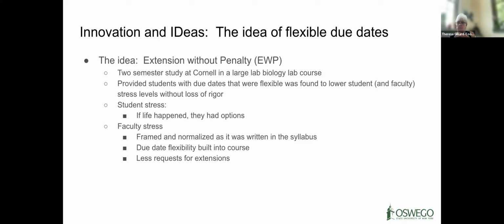What was really different about it and neat was the structure. The name of the article is Structure and Flexibility: Systemic and Explicit Assignment Extensions Foster an Inclusive Learning Environment, which was published in March of 2024. One of the biggest findings in this study was that flexible due dates did lower student stress and faculty stress too, without loss of rigor.